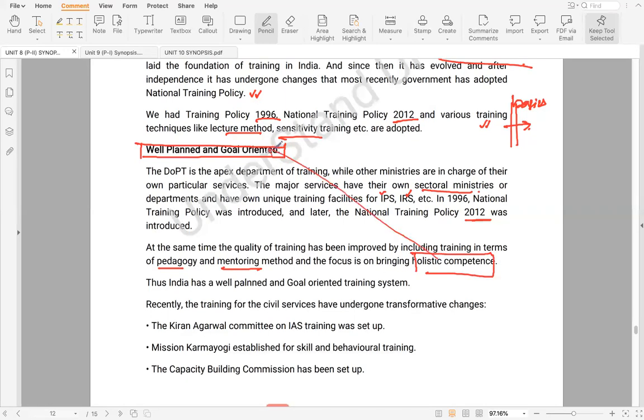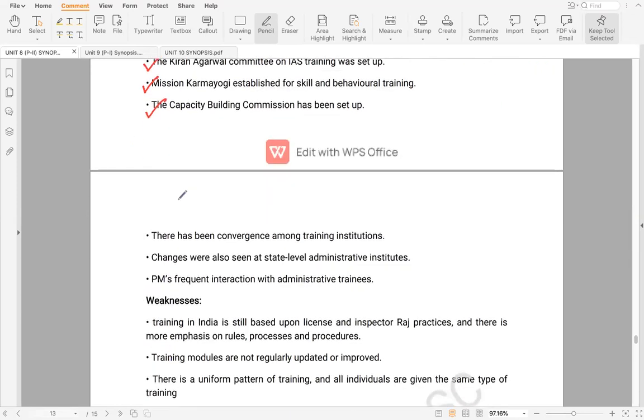So this is what we wanted to talk about, how well-planned as well as goal-oriented will make it holistic. Thus, India has a well-planned and goal-oriented training system. Recently, the training for the civil servants has undergone transformative changes: the Kiran Agarwal Committee, the Mission Karmyogi, the Capacity Building Commission, etc. Convergence changes at the state level as well.